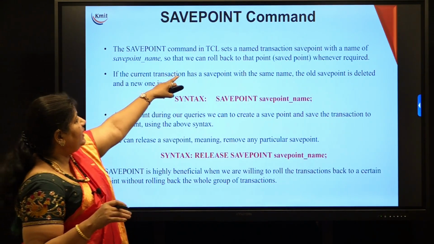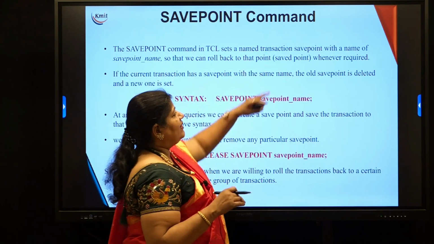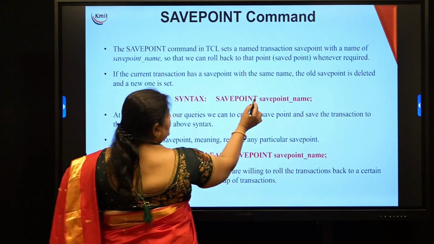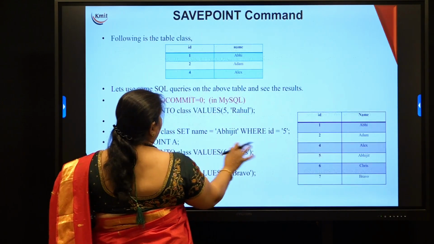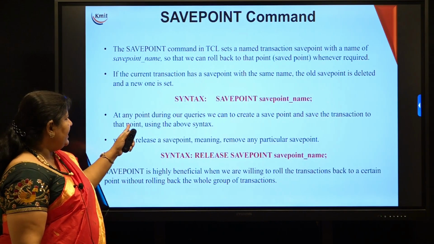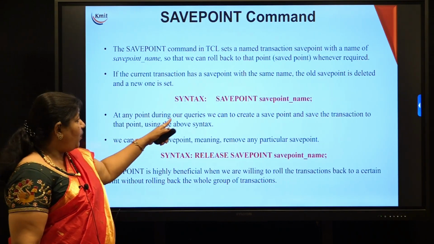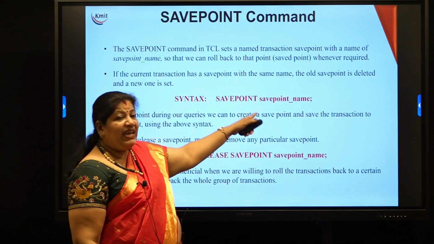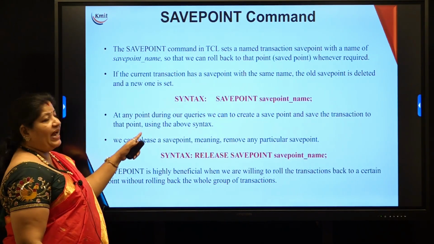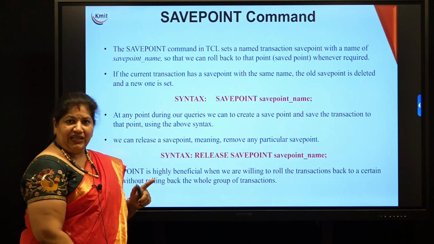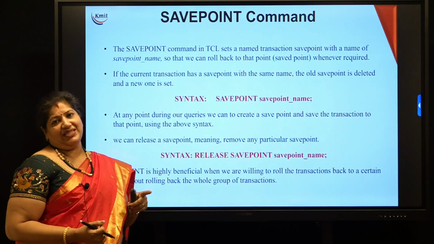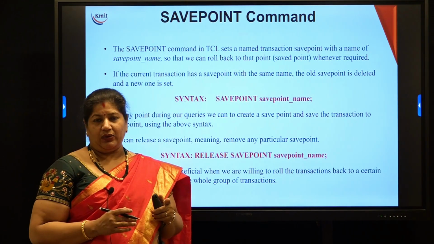You use a command in TCL that sets a named transaction savepoint, SAVEPOINT followed by the savepoint name. It is nothing but the identifier. So at any point during our queries, we can create a savepoint and save the transactions up to that point using the above syntax. Whenever you want to roll back, you can use this identifier and say roll back to that.